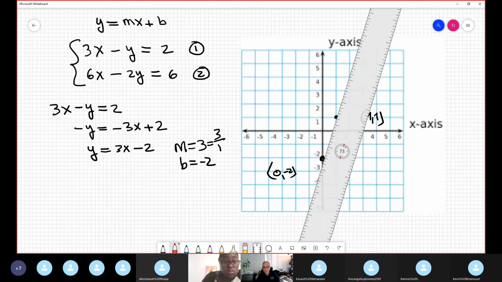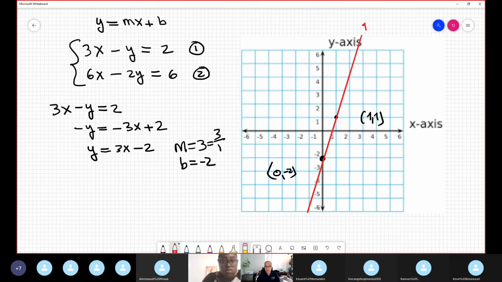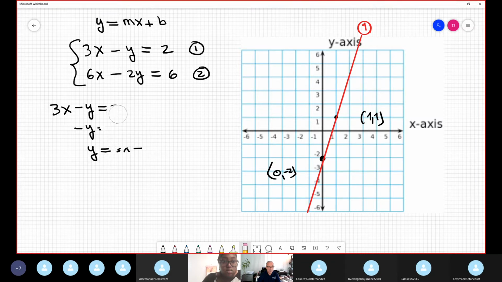Good. This is my representation of the first equation, number 1. Let's move on to the second equation, similar. And the result was the line.